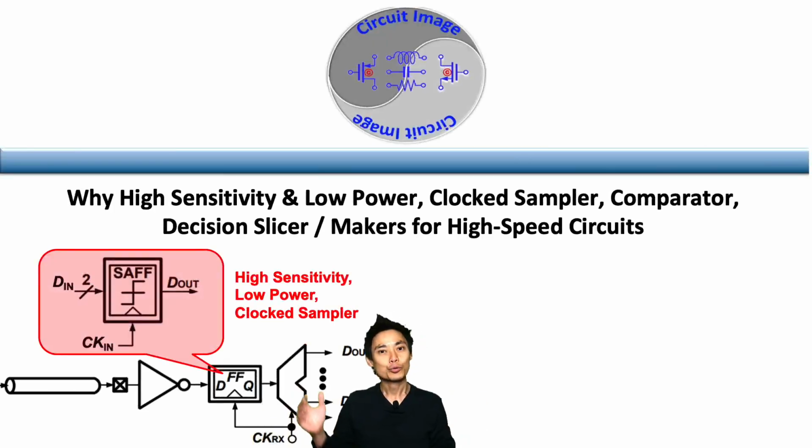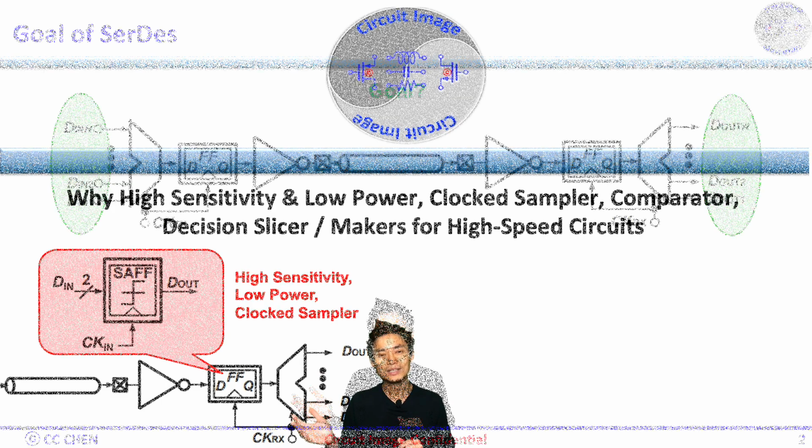In this video, we'll talk about the heart of the receiver, a sampler, which is also called a comparator, decision slicer, or decision maker. The fundamental requirements of the sampler must be high sensitivity and low power, along with a clocking control for when you should take the data information. Therefore, we will summarize why you need a high sensitivity and low power clocked sampler, comparator, decision slicer, or decision maker.